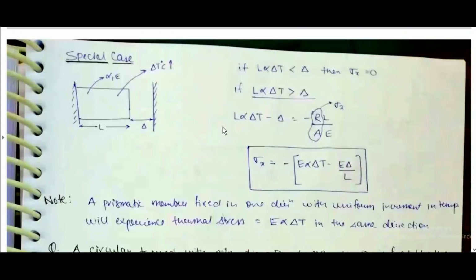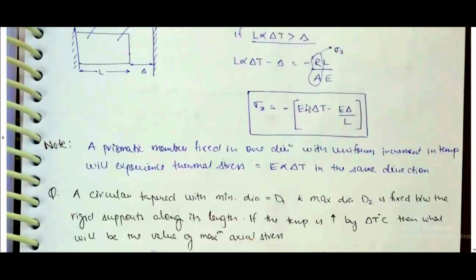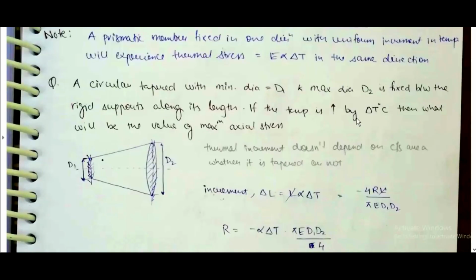Special case: if L alpha delta T is less than delta, then sigma x is equal to 0. If L alpha delta T is greater than delta, then there will be a restriction at some point, so there will be stress. L alpha delta T minus delta, where delta is the gap, is equal to minus RL by AE. R is negative because there will be compressive stress. R by A is equal to sigma x, so sigma x is equal to minus of E alpha delta T minus E delta by L.